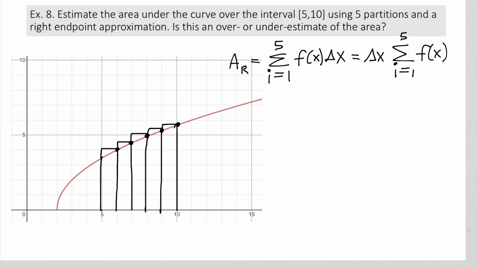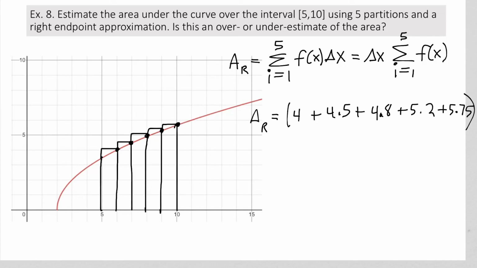All right, so I'm going to have to read those off the curve. All right, so I got these values, reading them off the curve. I've got 4, 4.5, and then I got 4.8, 5.2, and 5.75.